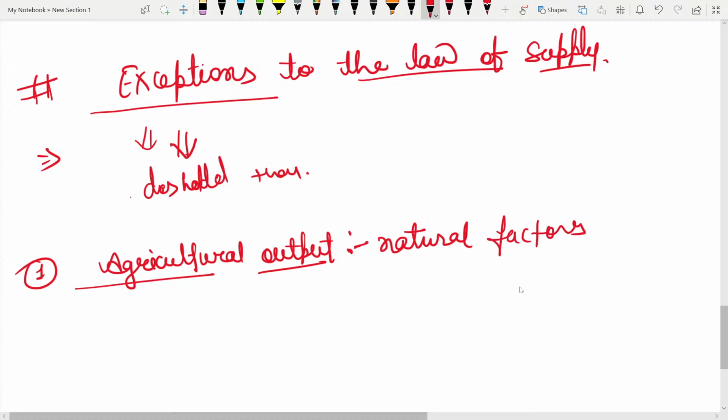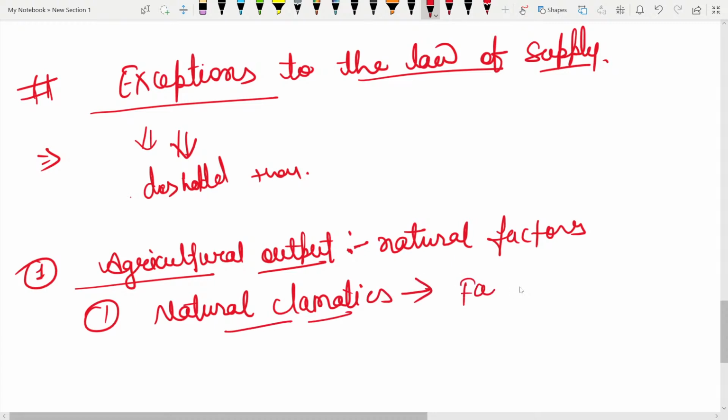So what are those natural factors? There we can see calamities, disasters. If due to natural calamities there is a fall in the production of wheat and crops, let's suppose natural calamities take place in the country, then whatever the expectations of the farmers were did not come true. There is a fall in crop production.